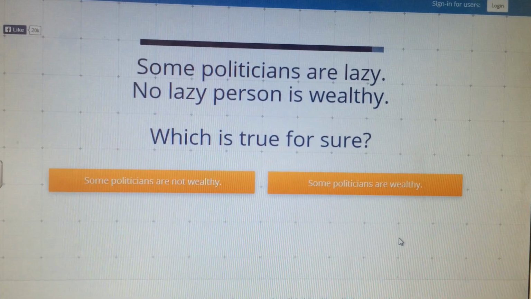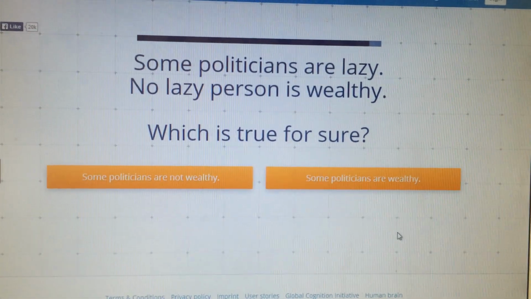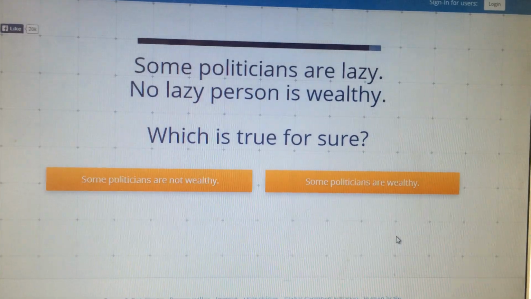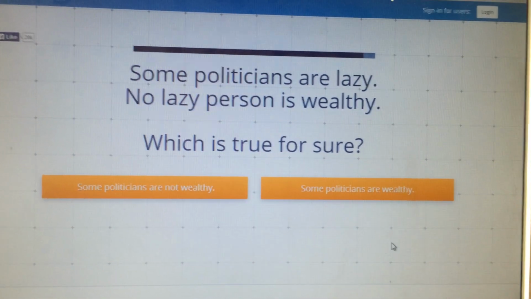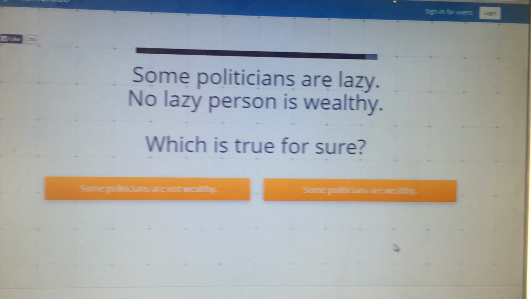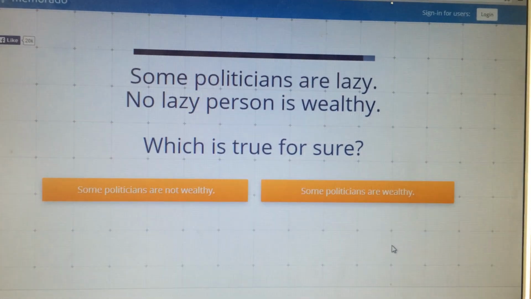Okay, we'll do the same sort of thing to work it out. So we have a group of politicians. Some of those politicians are lazy. It's telling you that. It doesn't tell you anything else. It just says some of them are lazy.